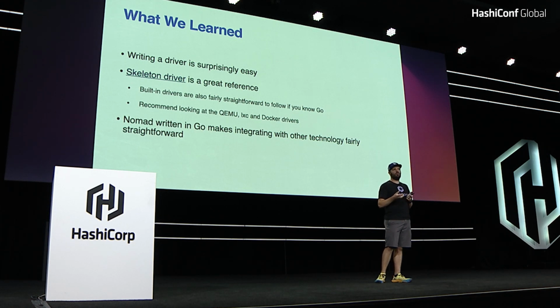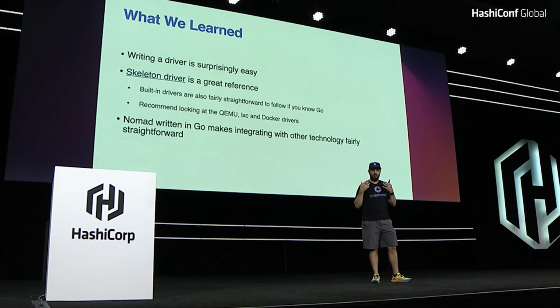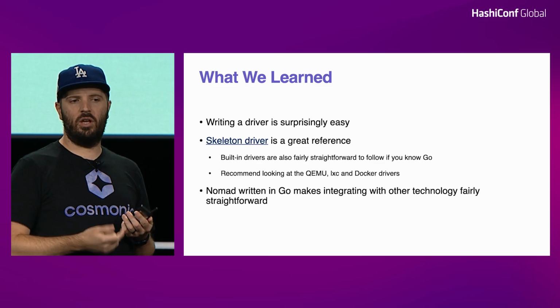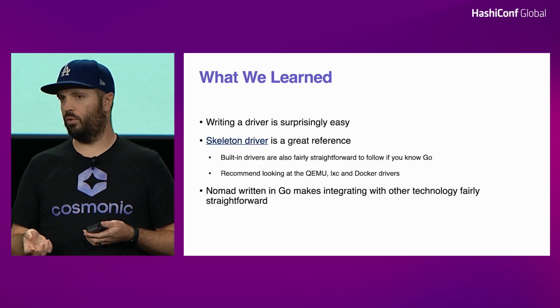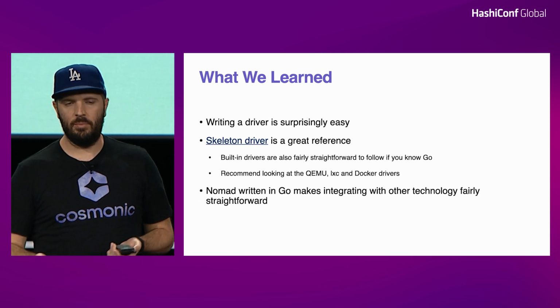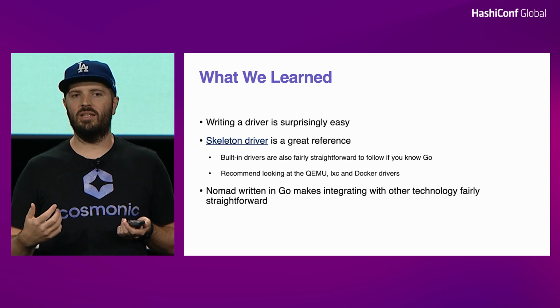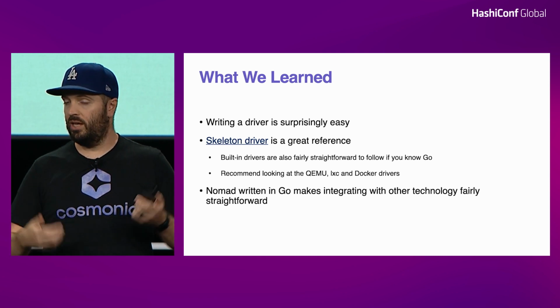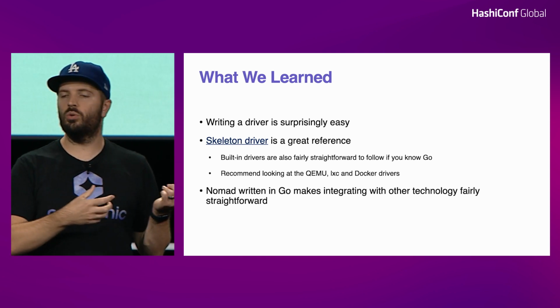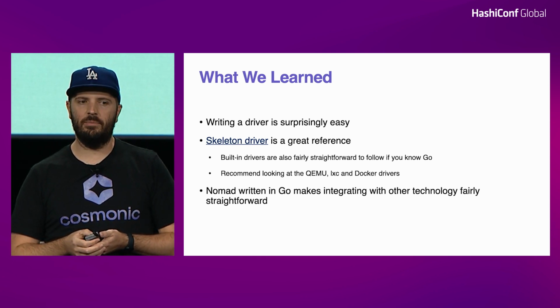You also have these built-in drivers that are good examples, so take a look at QEMU or the Docker drivers, and since I'm guessing most people have at least touched Go, you'll be able to read exactly how that's built. The other thing is we learned that Nomad being written in Go makes integrating with other technology fairly straightforward. Now what I mean by that is you can have your feelings and thoughts on Go. I know what my personal opinion is of it, but it's everywhere, especially in the infrastructure field. And most of HashiCorp's tools are written in Go. And so these tools can all integrate with each other really easily.